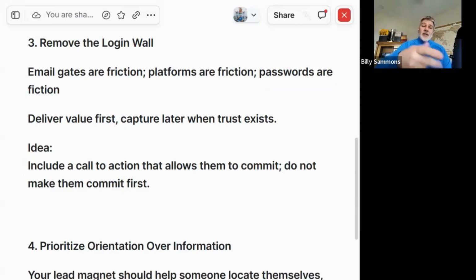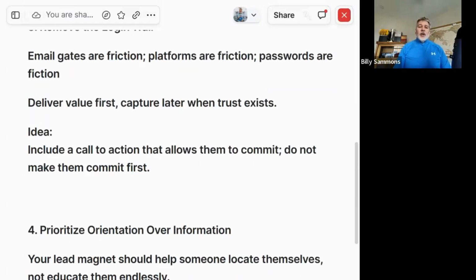And so the idea that goes along with that problem is include a call to action that allows them just to commit on their own. Do not make them commit first. Don't ask for emails. Don't start spamming them. If they really like what you're doing, they'll enjoy it, and they'll come back to you.